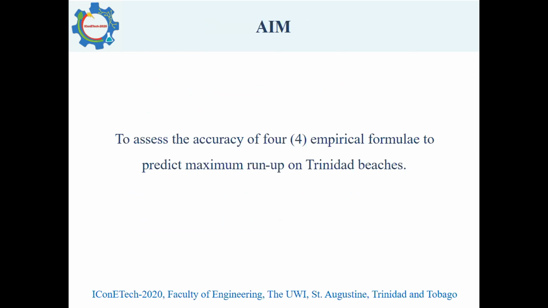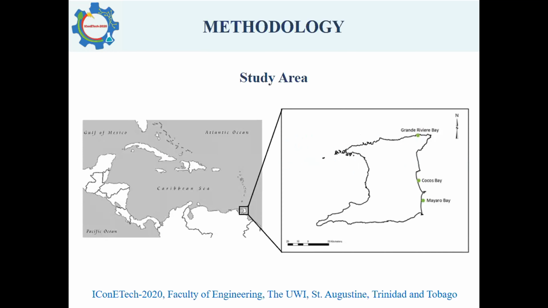So this brings us to the aim of this research, which is to assess the accuracy of the four previously mentioned empirical formulae to predict maximum wave runoff on Trinidad beaches. Research was conducted on 3 beaches, 2 on the east coast of Trinidad, Cocos Bay and Mayaro Bay, and 1 on the northeast coast, Grand River Bay.